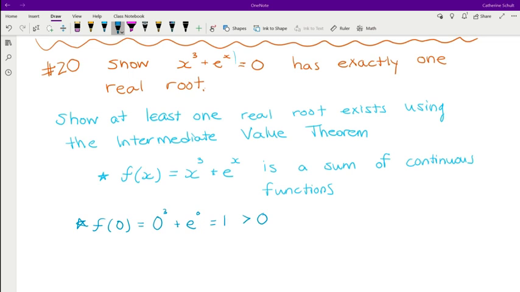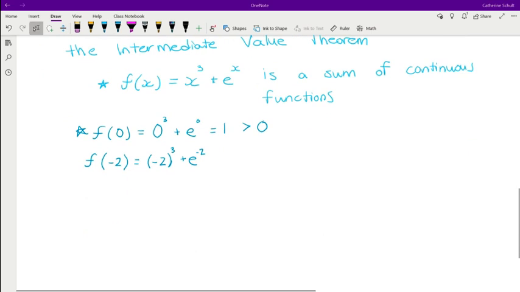Okay, and then let's see, what else can I plug in? I'm going to plug in just negative 2. And then I'm going to get negative 8, because that's negative 2 cubed, plus e to the negative 2. That's definitely negative, all right? It's going to be negative 8 plus 1 over e squared, which is less than 1. So this is definitely going to be less than 0. And you can always take out your calculator to verify, but we can look with our number sense and just know negative 8 plus 1 over e squared is less than 0. So we have that our function is less than 0 and greater than 0.